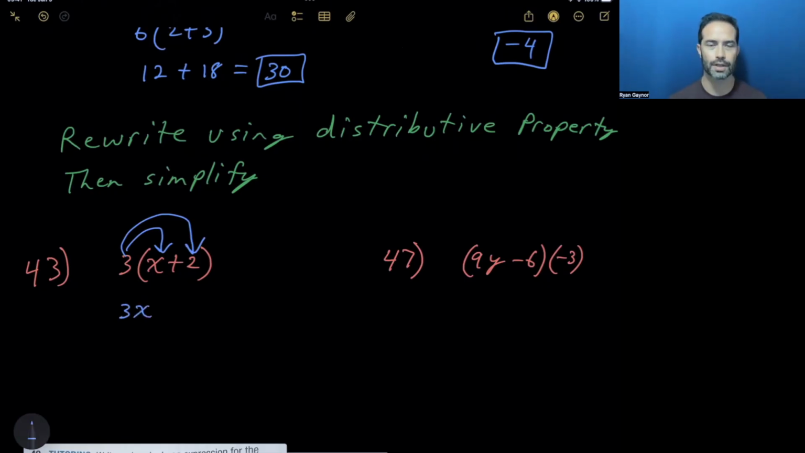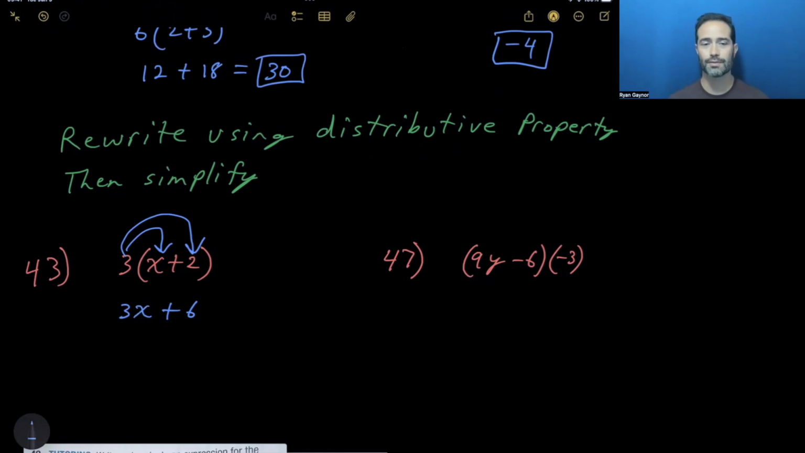So we just write them next to each other. And then we have 3 times 2. So that is plus 6. Now it says simplify, but we can't simplify this any further.